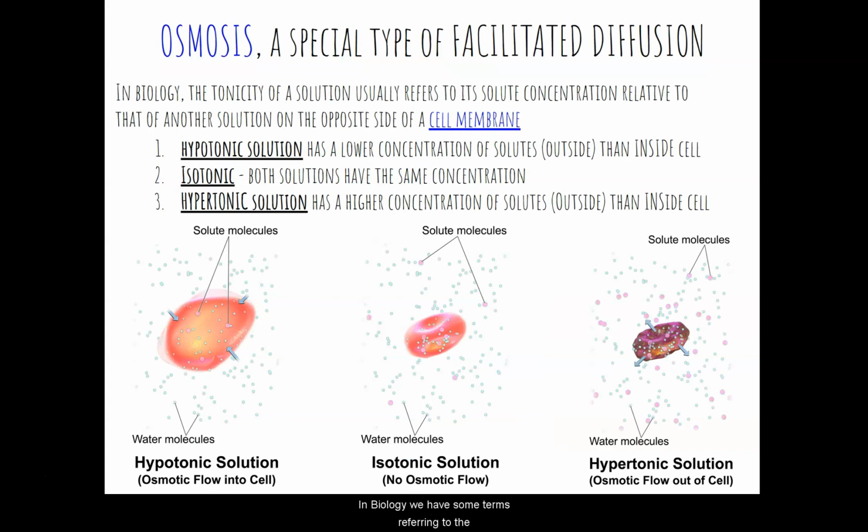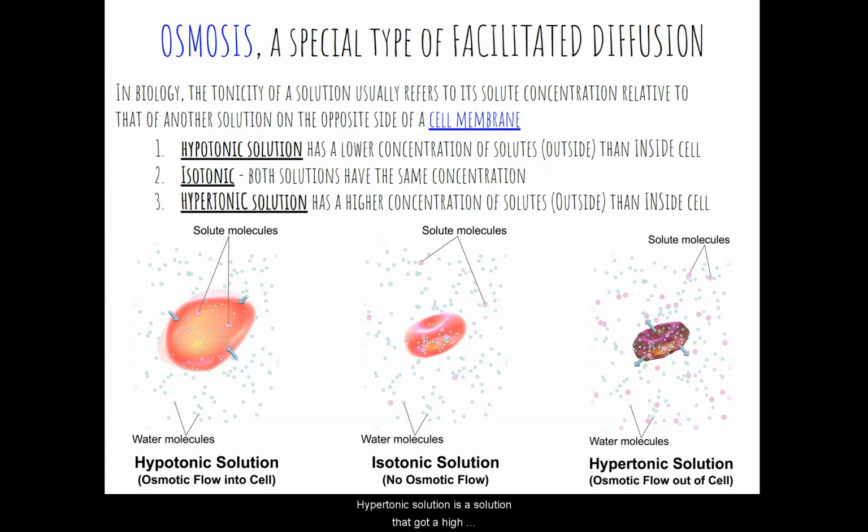In biology, we have some terms referring to the strength of a solution inside of a cell versus outside of the cell. And these three terms can be sometimes a little confusing for students. I'm actually going to start with the third one, hypertonic. Have you ever met anyone who's hyper? They have a much higher level of energy than everybody else around them.